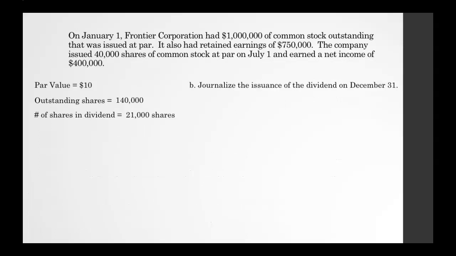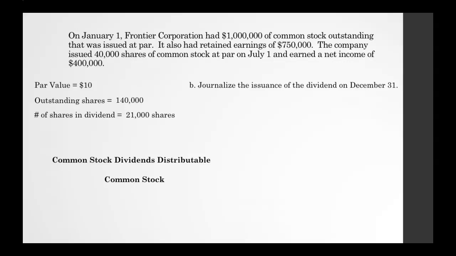Now, the next part was the issuance of the dividend. So what we'll do here is we'll debit that distributable account, right? Because now we are distributing the stock dividend. So we can take it out of that distributable account. And what are we distributing? Common stock. So we'll credit our common stock here.